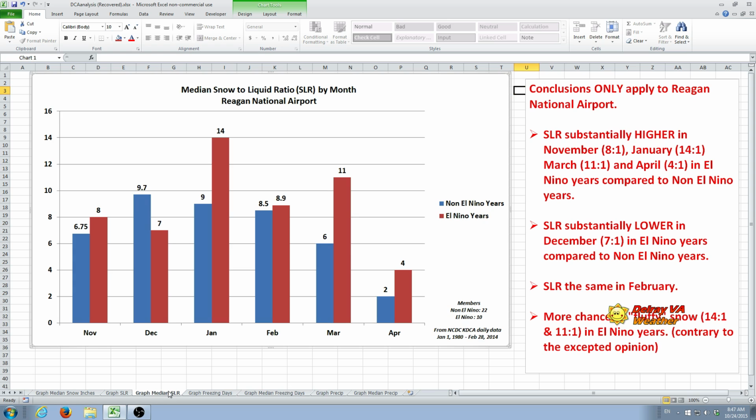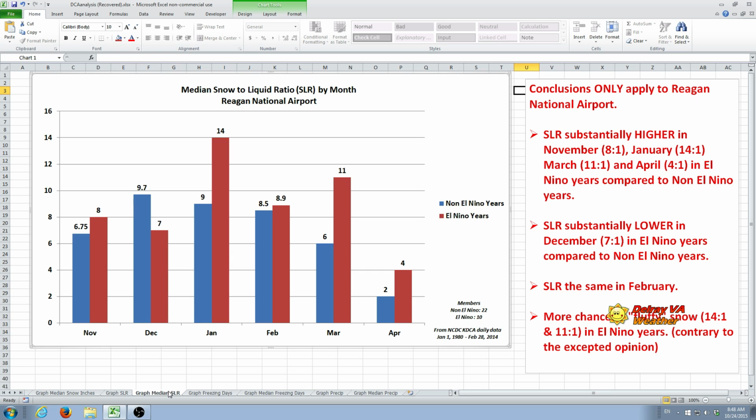Okay, this graph shows the mean snow to liquid ratio, abbreviated SLR, by month. And the snow to liquid ratio, if you know the old saying that for every inch of rain you get 10 inches of snow, that's the ratio we're talking about. And the climatological average for the DC area is about 11.8 to 1.